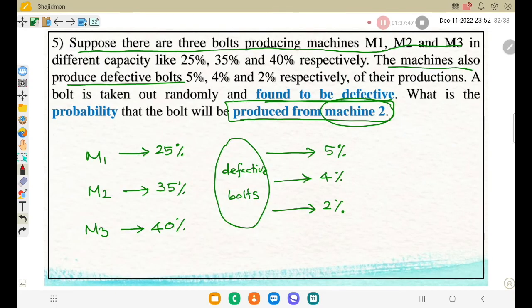Now what is our question? What is the probability that the bolt is produced from machine 2, under the condition that the bolt is defective? Defective bolt we are representing by letter A. You can use letter D also, no problem. Probability of E2 given A, this is the question. So by using Bayes theorem we need to calculate, correct? Bayes rule we need to apply here because the partition is on the top side, correct? Partition, reverse probability. So we will go to this question.